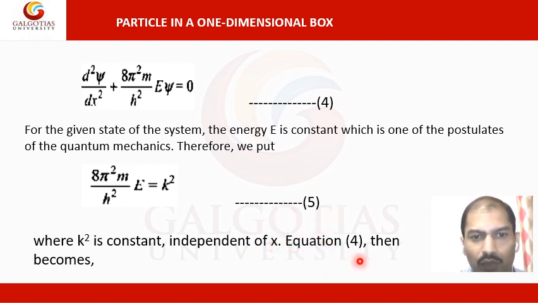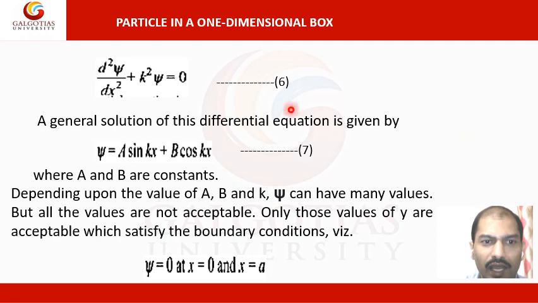So equation 4 will then take another shape. Let's see what that is. d square psi upon dx square plus k square psi equal to 0. A general solution for this differential equation is given in this form: psi equal to a sin kx plus b cos kx. Here a and b are constants.